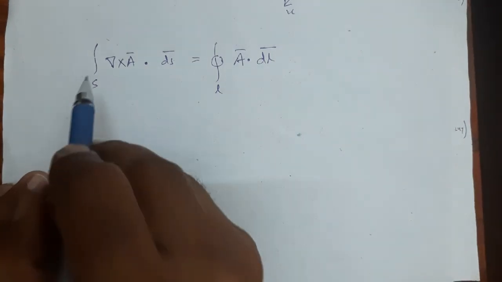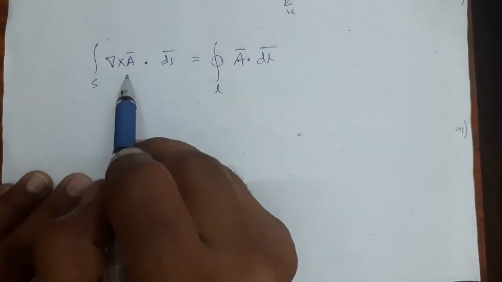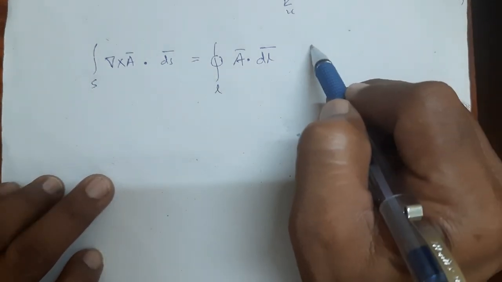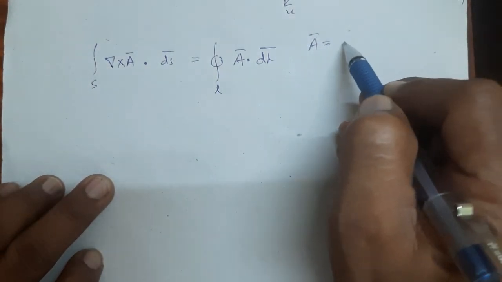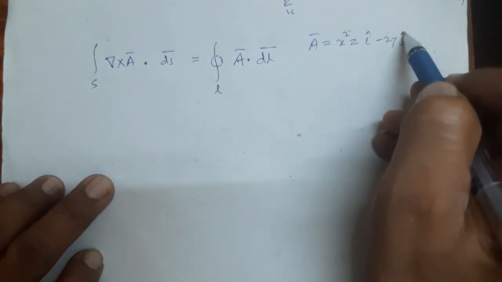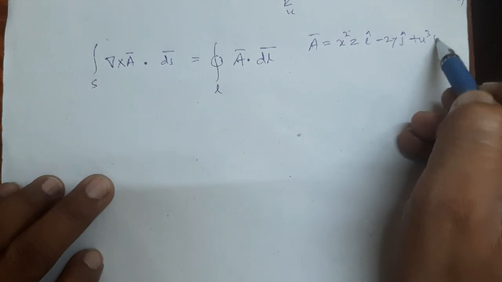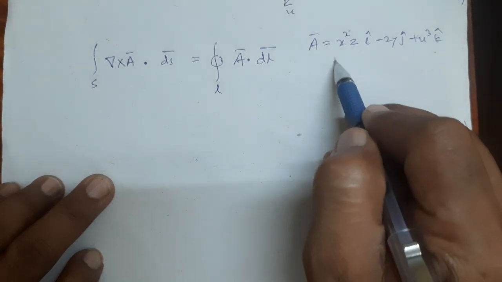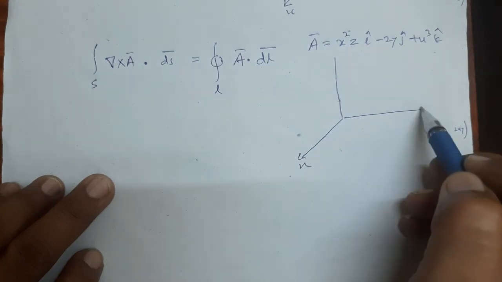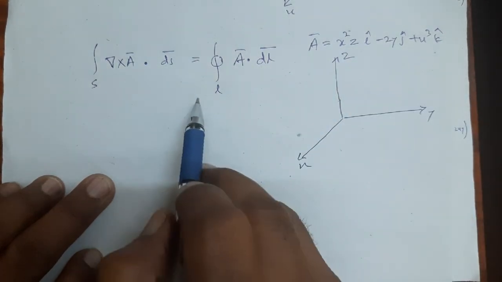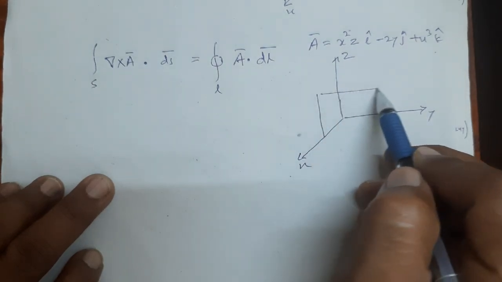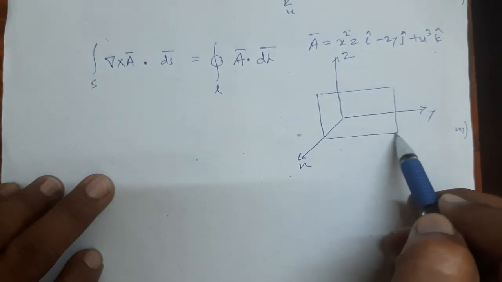Again, we are aware of how to find the surface integral, and we are aware of how to find the line integral. For simplicity, we will consider the function A bar to be the same function, x square z i cap minus 2y j cap plus x cube k cap. To check the validity of the fundamental theorem of curl, we need a surface, and we will assume a surface something like this. This is our surface.